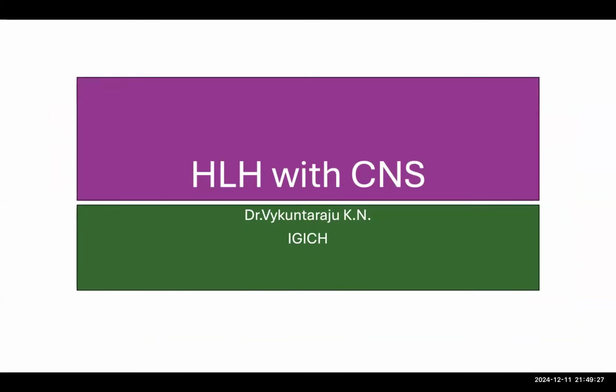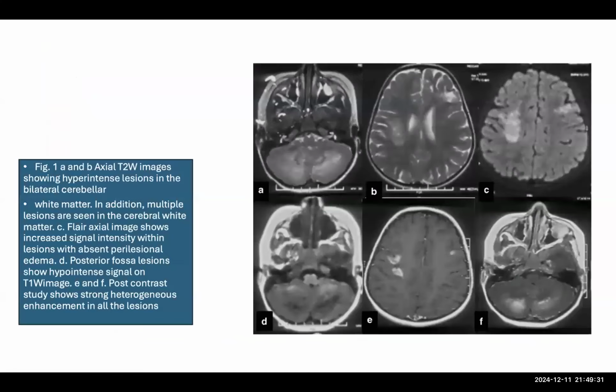So, presenting some more cases that came with HLH, CNS HLH, to our center. This child was 5 years old, and came with complaints of ataxia and seizures. With the MRI showing hyperintensities in the white matter, we first suspected ADEM and started steroids.